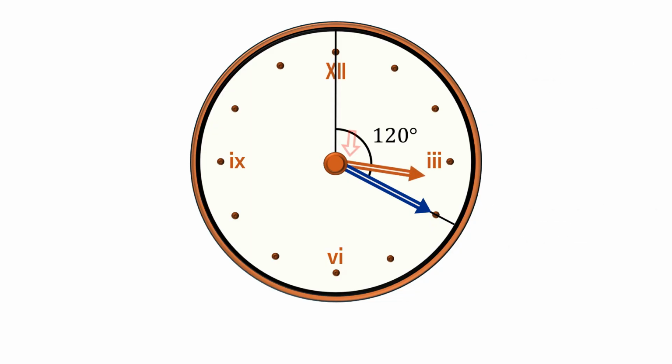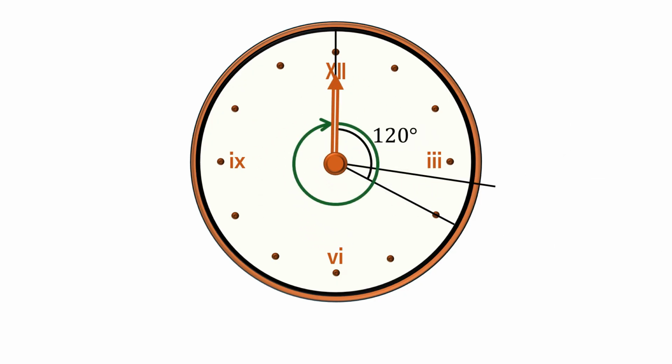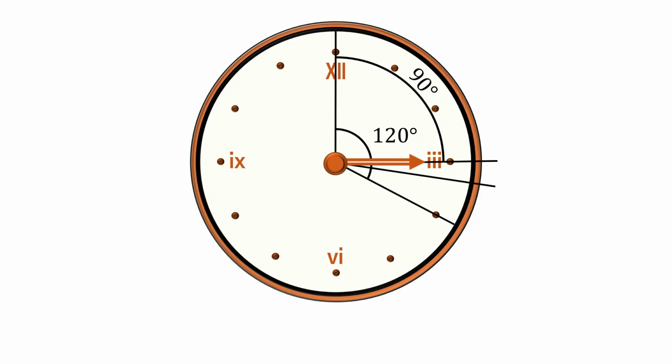Now let's find the position of the hour hand. This is where many students make a common mistake. They assume that the hour hand stays exactly at the number 3, but that is not true. The hour hand moves continuously as time passes. The hour hand completes one full revolution of 360 degrees in 12 hours, which gives 30 degrees in 1 hour. At exactly 3 o'clock, the hour hand is 3 multiplied by 30, which equals 90 degrees from the 12 o'clock position.